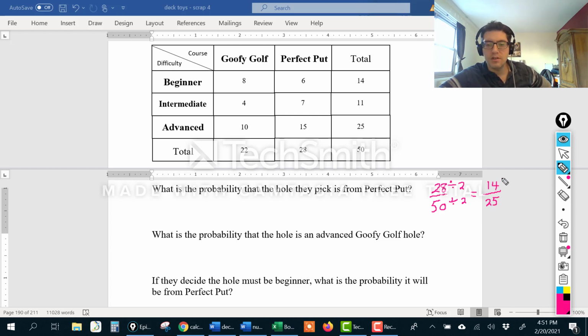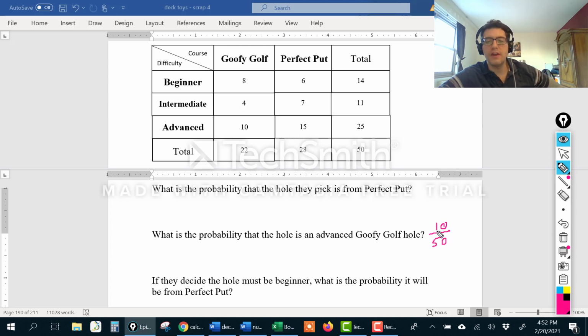Okay, so there's the probability in reduced form, and this fraction is equivalent to this fraction. If you were to do 14 divided by 25, you would get 0.56. If you were to do 28 divided by 50, you would also get 0.56. So these fractions are equivalent. Let's answer what was the answer to this one? The probability that the hole is an advanced Goofy Golf hole, that was 10 out of 50.